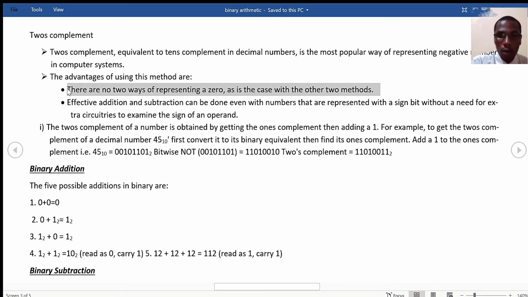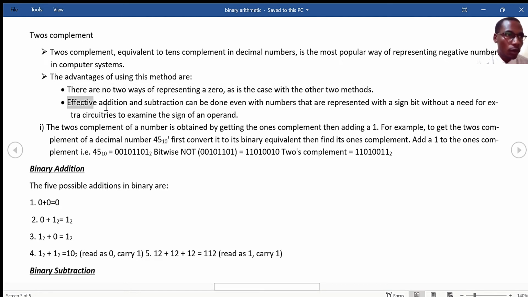In 2's complement, we don't have two ways of representing zero, like the above prefixing and the 1's complement, all of them had that problem. We had two ways of representing the binary number zero. The 2's complement will cater for that. It will just have one representation of zero, not two.